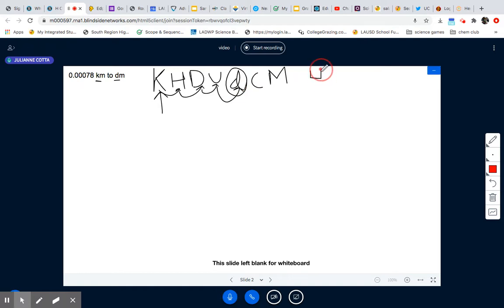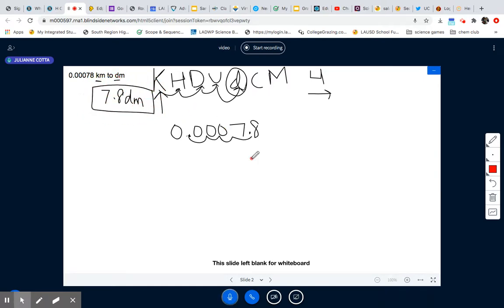So I move 4 spaces to the right, and I want to do the same thing on my decimal point. So I'm going to rewrite my number, 0.00078, and I want to move it 4 spaces to the right, 1, 2, 3, 4. So I'm moving the exact same number of spaces in the same direction. So that is 7.8. So 0.00078 kilometers equals 7.8 decimeters. And that's your final answer. So I could box it and go, that's it. There's my final answer.